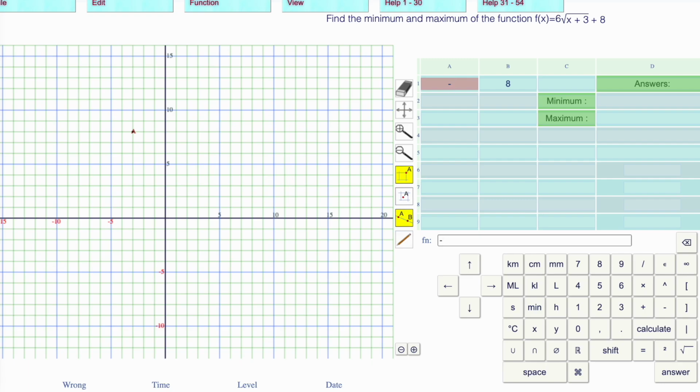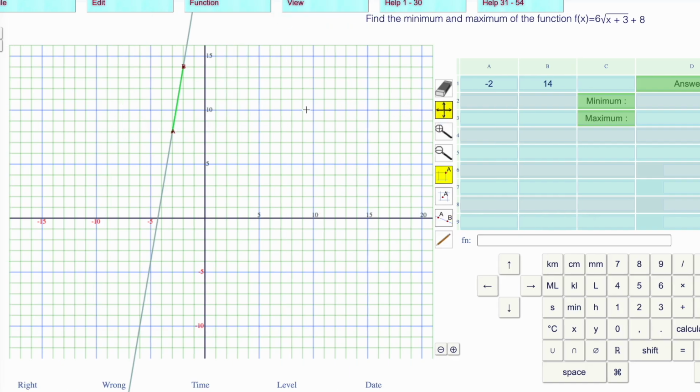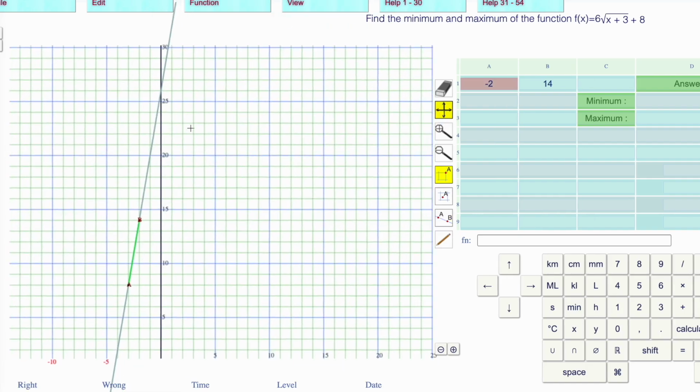What about at negative 2? We get 14. So negative 2, 14, and it's going to be curving this way. It looks like a straight line because we've only plotted 2 points. Negative 1, decimal. How about 0? Decimal. How about positive 1? We get 20, which is here. It's curving this way, and it's going to keep going that way.